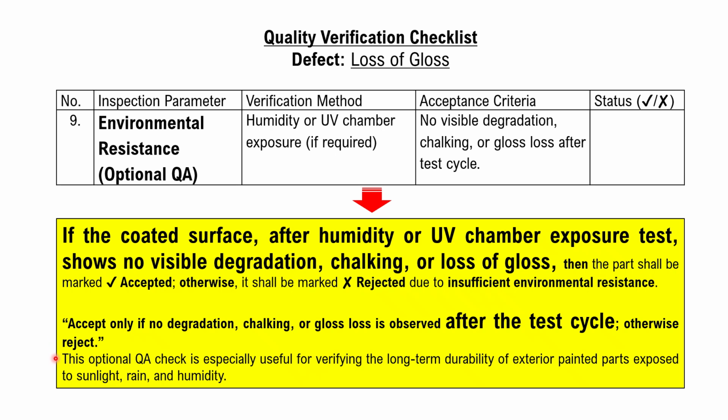This quality check is especially useful for verifying the long-term durability of exterior painted parts exposed to sunlight, rain, and humidity. Therefore, I would like to repeat the acceptance criteria related to environmental resistance: no visible degradation, chalking, or gloss loss after the test cycle, that is humidity test or UV chamber exposure test.